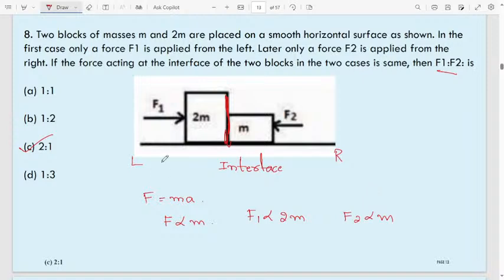The force on an object is directly proportional to the mass of the object. Therefore, here the mass of the object is double that of F2, so the ratio will be 2:1.